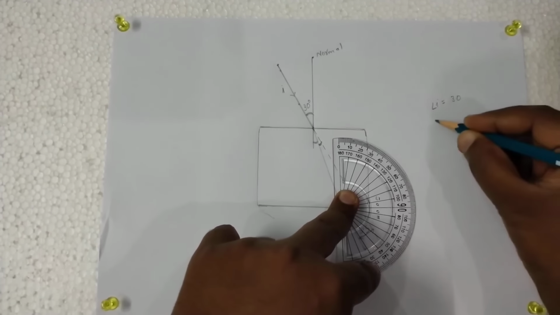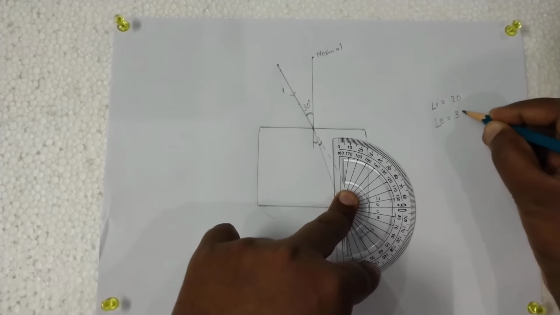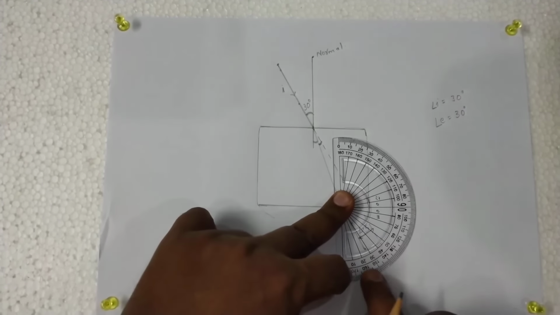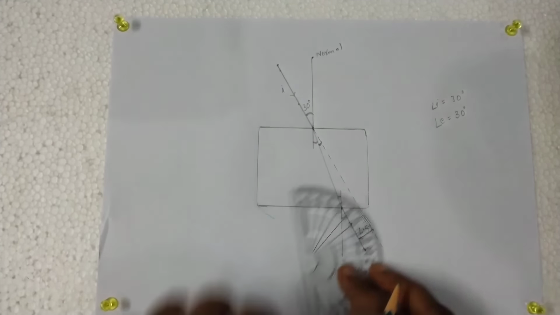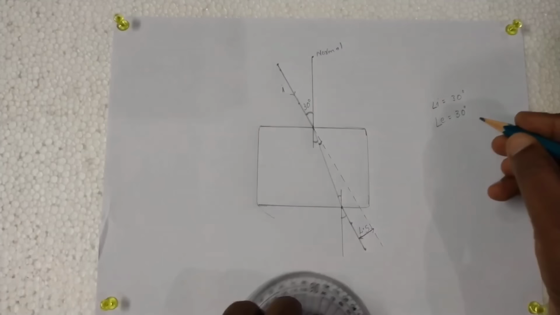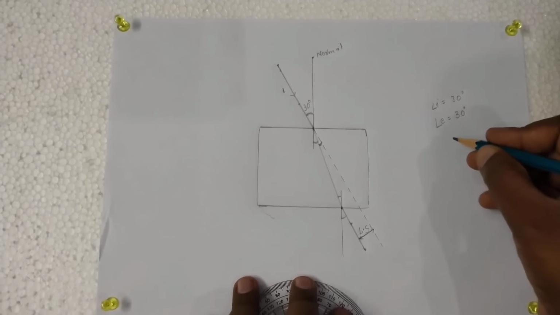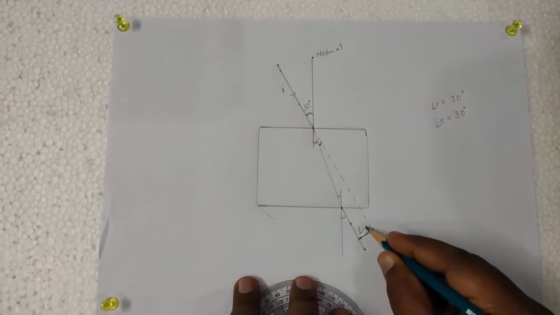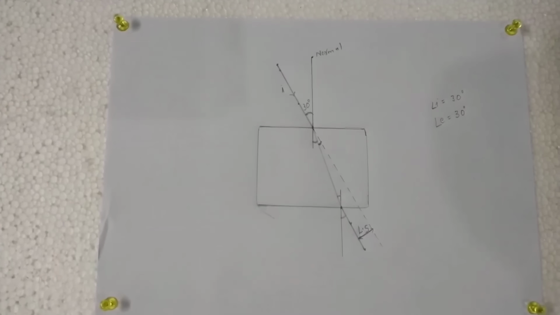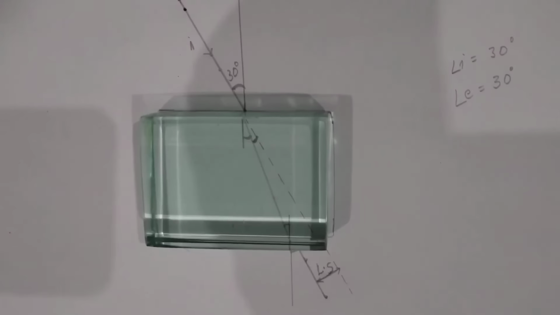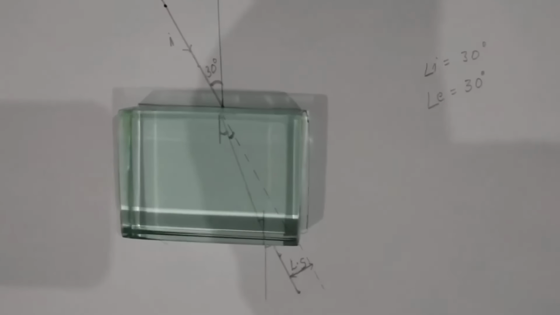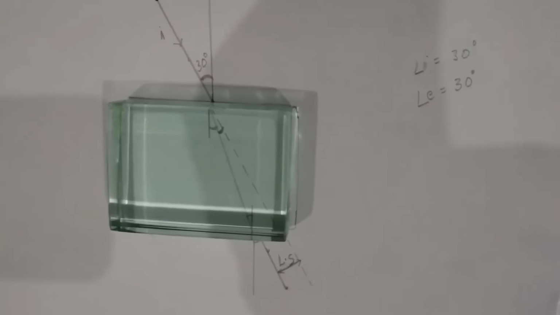So here I got the emergent ray angle also as 30 degrees. We can check it with the protractor, or we can check it by incidenting a laser light on the incident ray. If the light comes out through the emergent ray we have drawn, then we have done it correctly. So let us check that by incidenting a laser light on the incident ray. See, here I am incidenting a laser light on the incident ray.